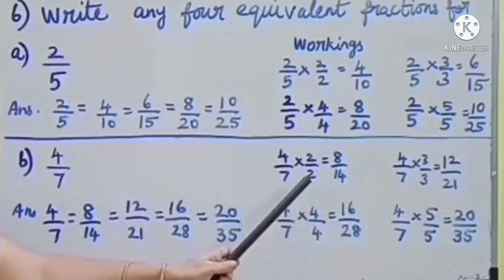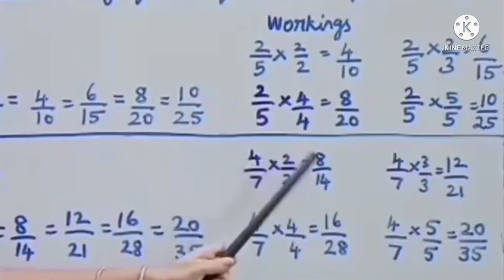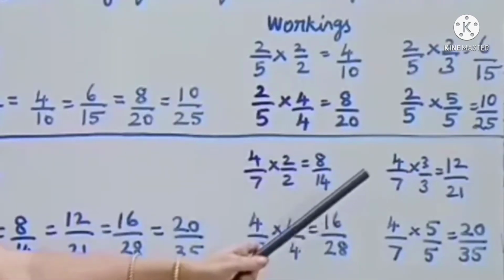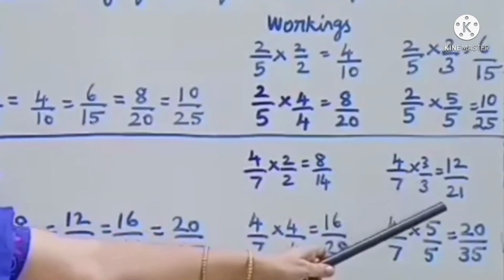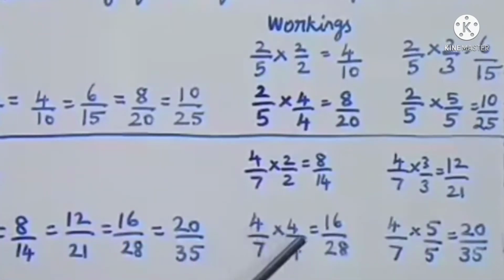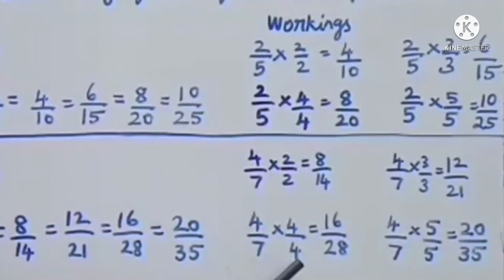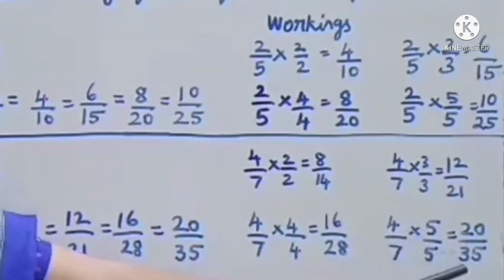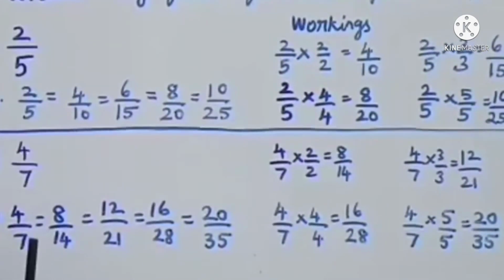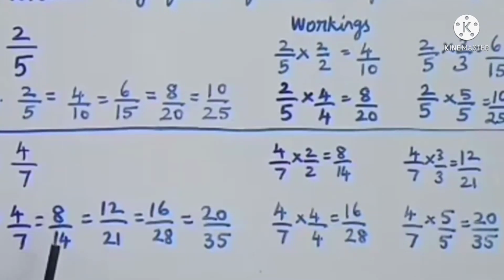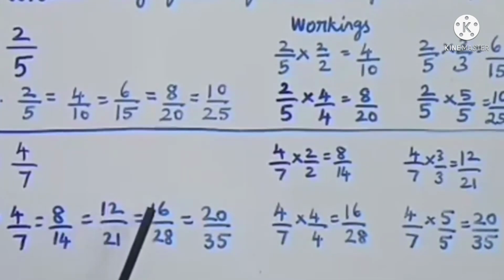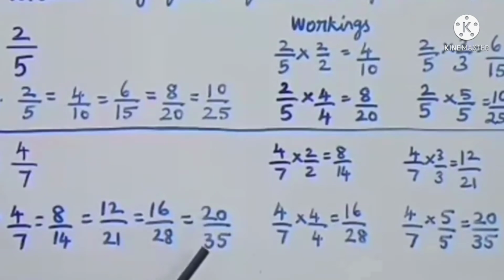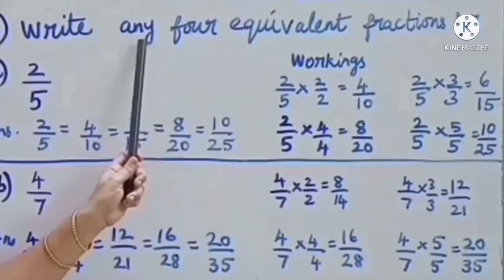Next, 4 by 7. In the same way, first we take the 2 table. 4 2s are 8, 7 2s are 14. 4 3s are 12, 7 3s are 21. 4 4s are 16, 7 4s are 28. 4 5s are 20, 7 5s are 35. So now we get 4 by 7 is the same as 8 by 14, 12 by 21, 16 by 28 and 20 by 35.